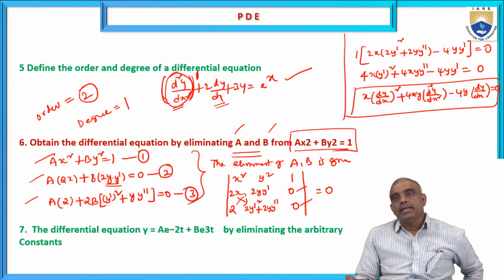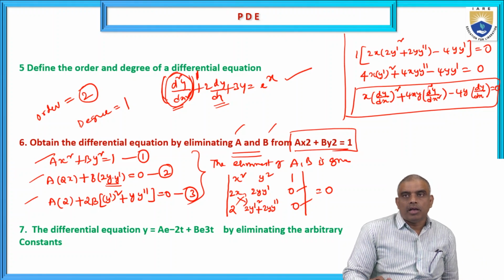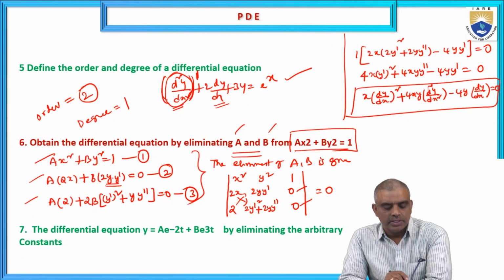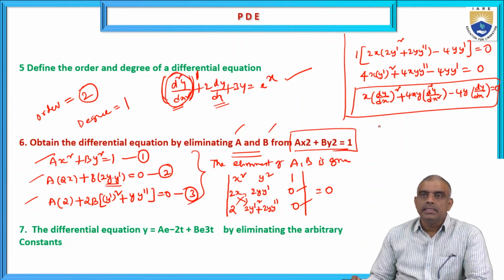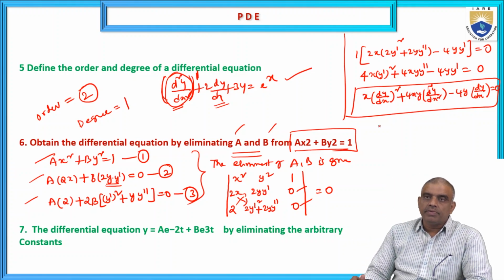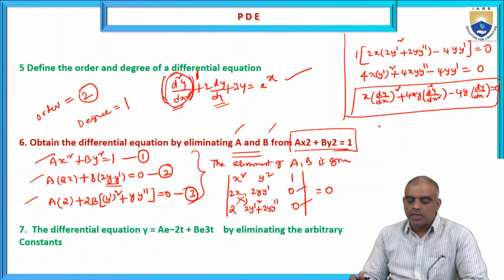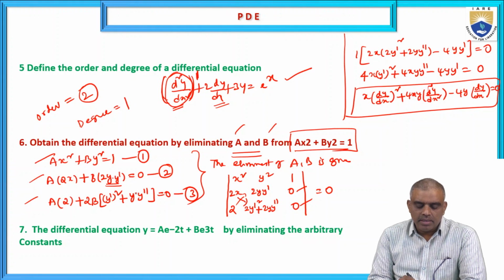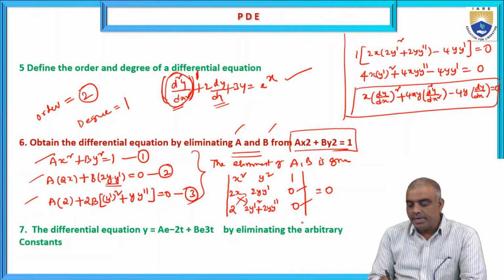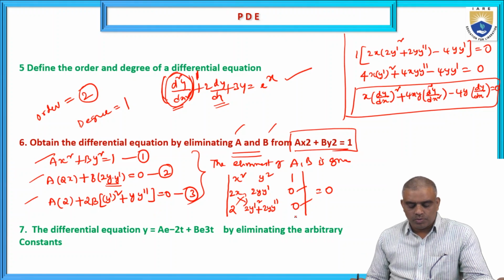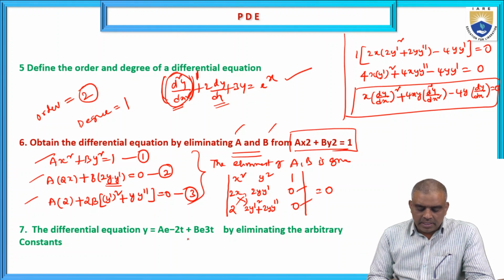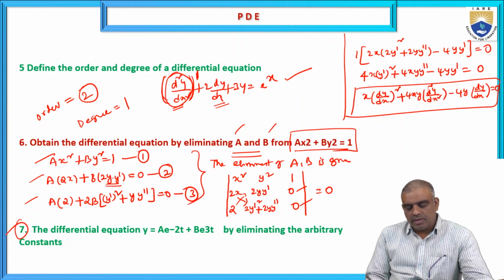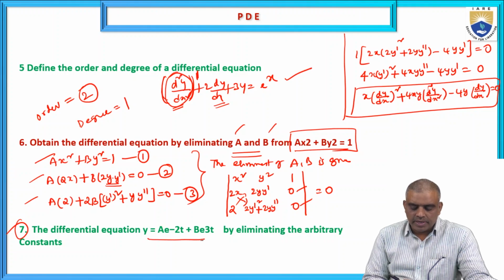So this is the differential equation formed by the elimination of a comma b. You have to observe how many arbitrary constants are there in the given equation. Here there are 2 constants, so to form the differential equation you have to eliminate a and b. To eliminate, we get the equations by differentiating one after another, and the eliminant is the determinant equal to 0.